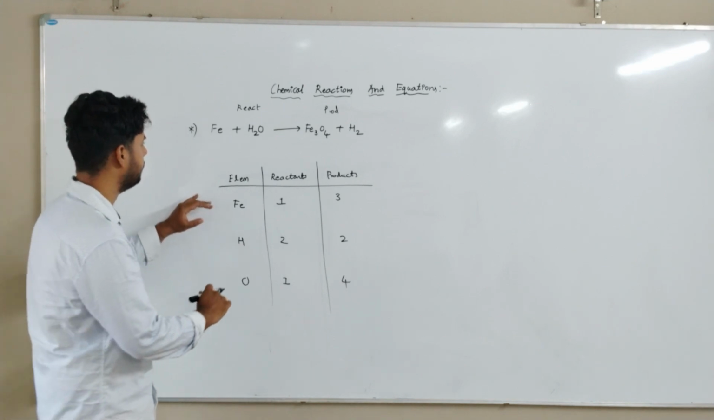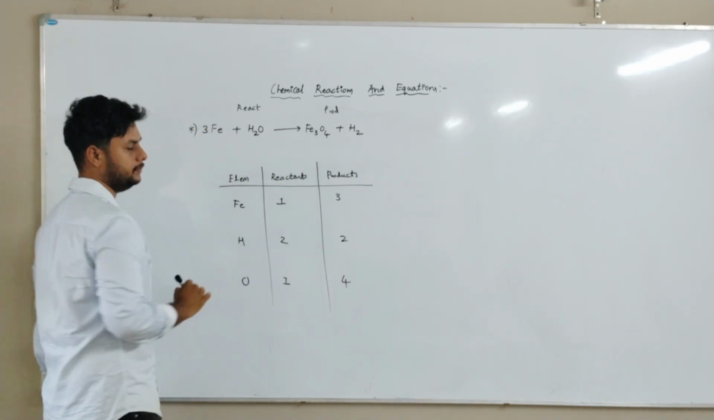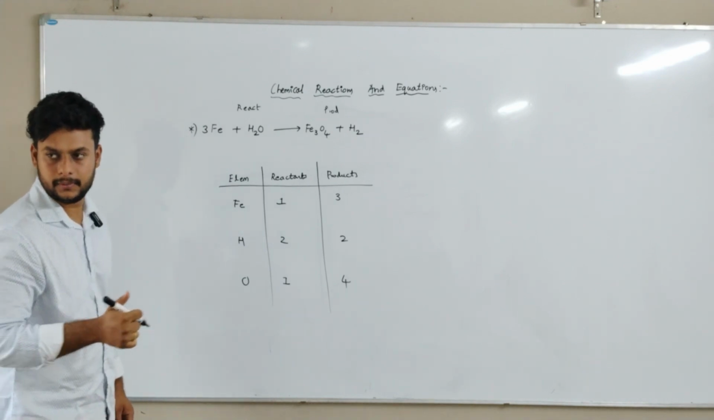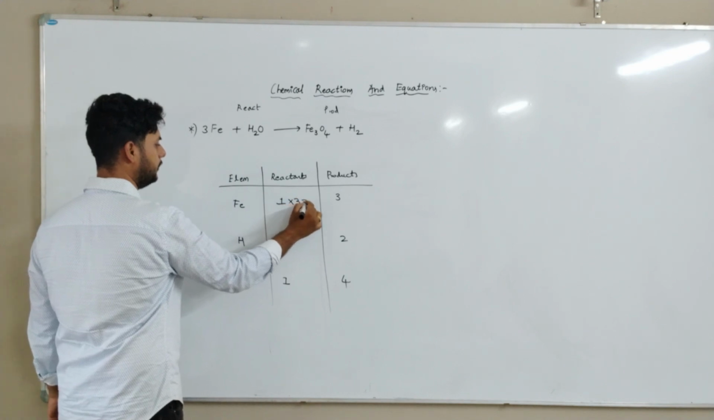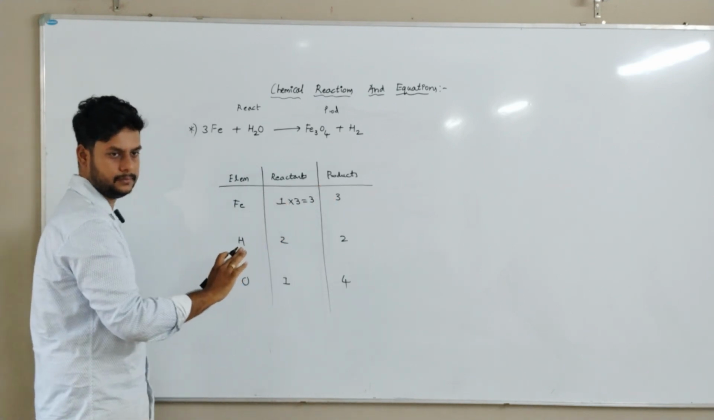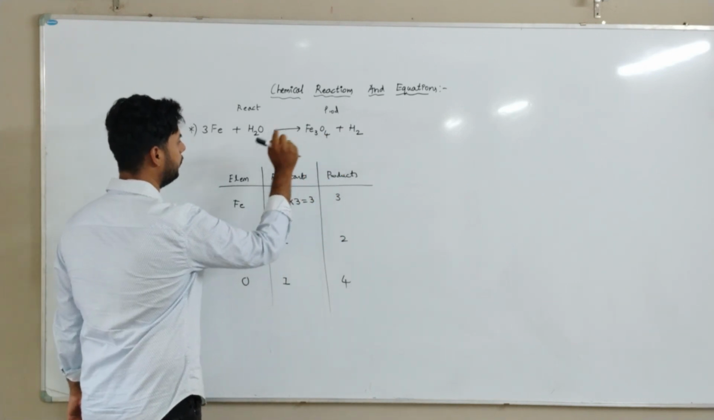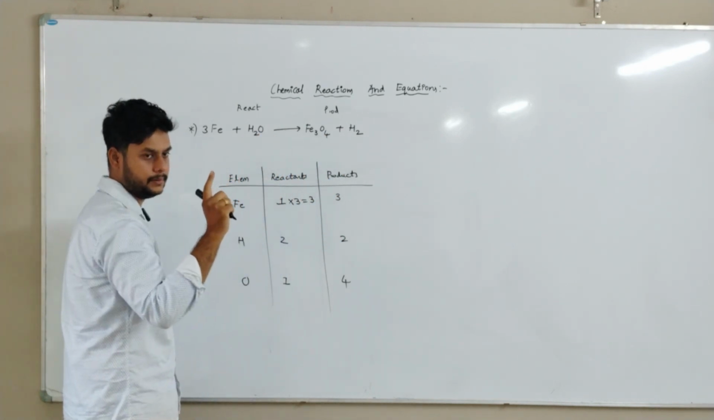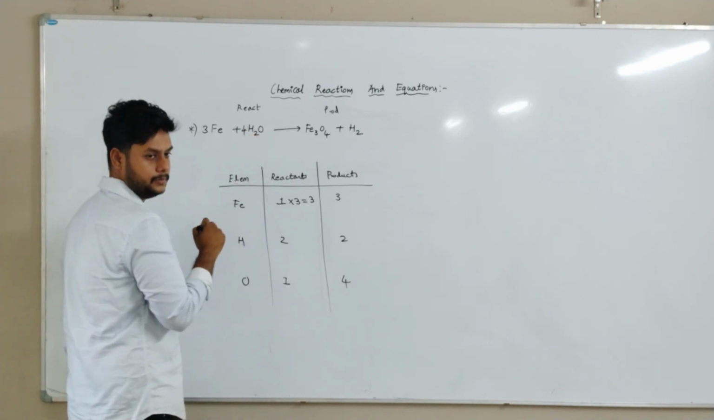This is 1, this is 3, this is 1, this is 4. So let's take Fe first. Here Fe 3 is there. Here only Fe is there. Can I make this 3 Fe? Yes or no? So 1 into 3, 3. This became balanced, 3, 3. Is it? This became 2, 2, H2. Next, here O4 is there. Here how much O is there? 1 is there. So to make this 4, what I can do is make this 4H2O.